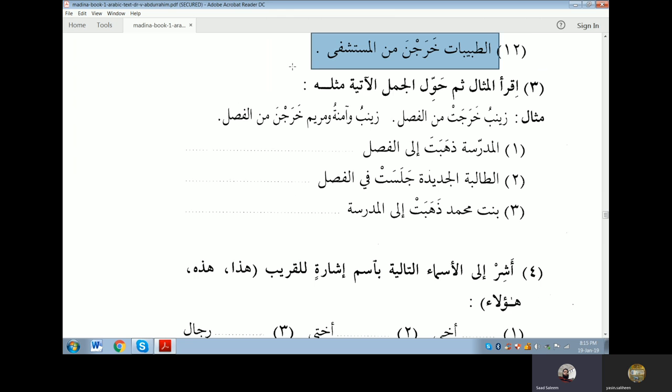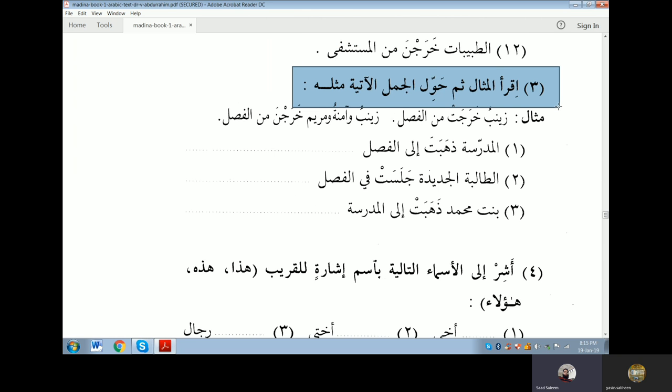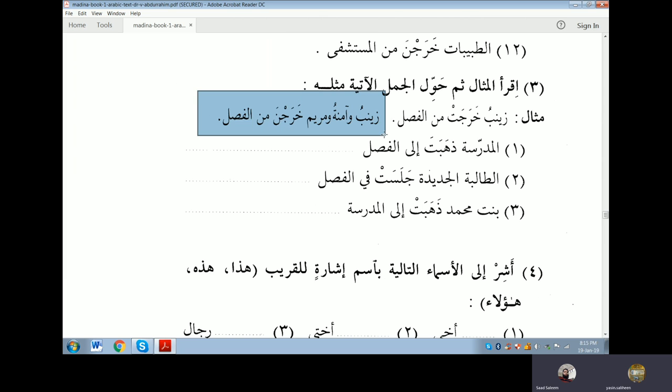Next we have: Iqra'il mithal thumma hawwil al-jumal al-'adiyata mithluhu. Read the example, then change the following sentences like it. So in the example we have Zainabu kharajat minal fasl. Zainab came out from the class. You learn that for one third person female we use kharajat, and for plural third person feminine we use kharajna. So this is the difference. So Zainab wa Aminatu wa Maryamu kharajna minal fasl. Zainab and Amina and Maryam came out from the class. Basically, for one lady we say kharajat, and for more than two ladies we use kharajna.